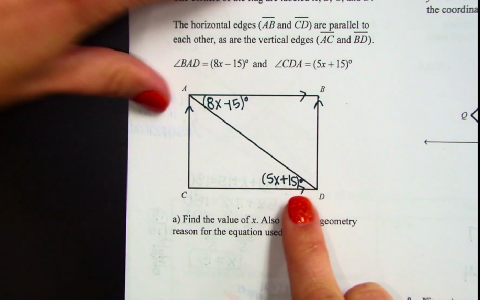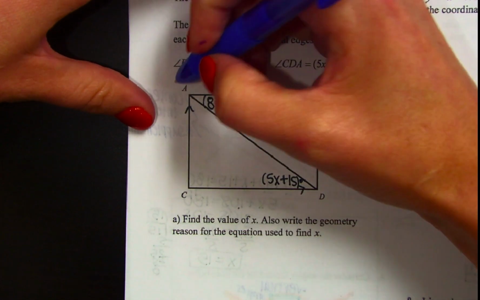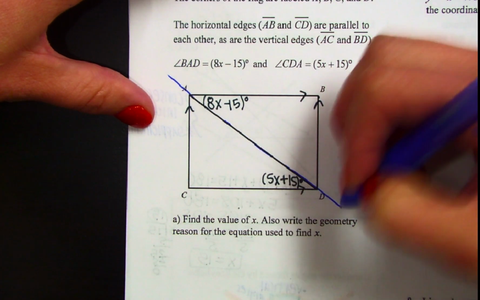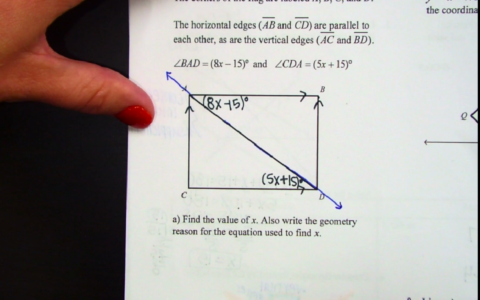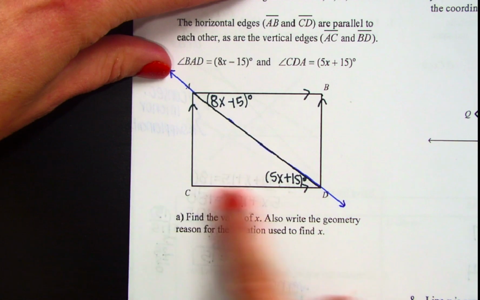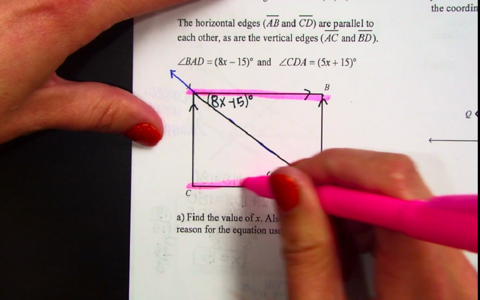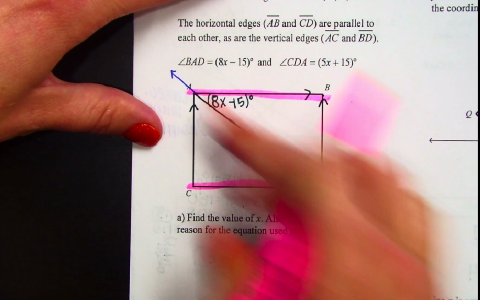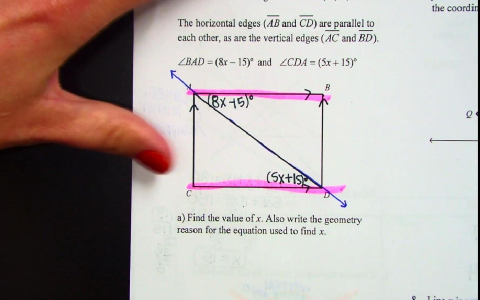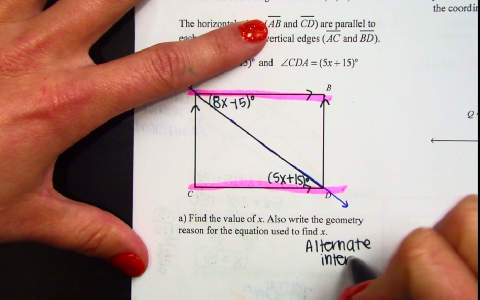So I'm going to go ahead and extend this line. So we have our parallel lines, and this we will consider to be our transversal, that's going through our parallel lines. So I'm just going to extend that a little bit so we can see it visually a little bit better. Since these are parallel and the blue here is our transversal, we have alternate interior angles. So I'm using alternate interior angles to create my equation between these two.